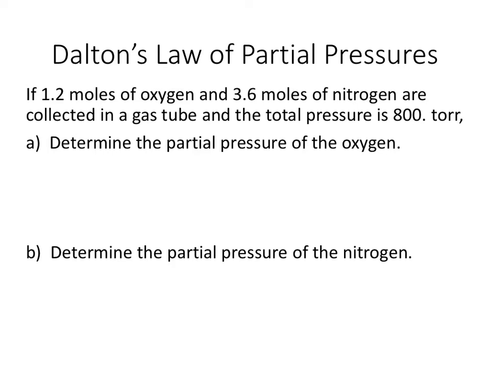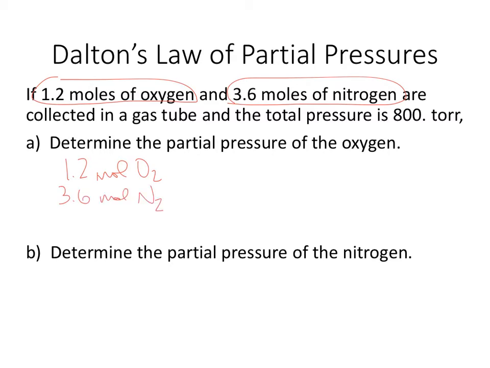So let's see. If 1.2 moles of oxygen, so 1.2 moles O2, and 3.6 moles of nitrogen, 3.6 moles N2, are collected in a gas tube, and the total pressure is 800 torr. So 800 torr total. Determine the partial pressure of the oxygen. We're looking for the oxygen only.